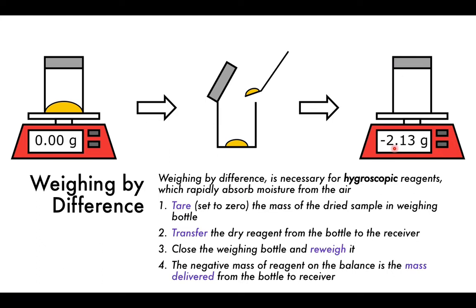This is weighing by difference, and it is a very important technique which can be utilized to mitigate the disadvantages of hygroscopic reagents. There are many reagents which are quite hygroscopic, and they rapidly absorb moisture from the air.